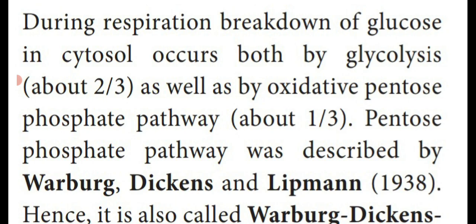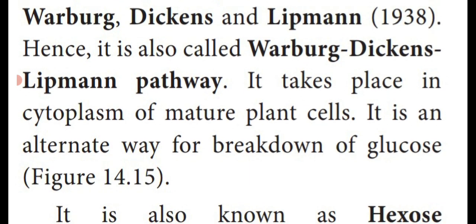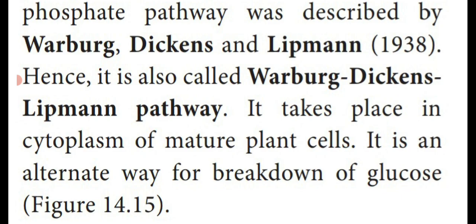Glycolysis takes place out of 2%, but this pentose phosphate pathway out of 3, it will be 1%. This pathway was first discovered by Warburg, Dickens and Lippmann. So this pathway is known as the Warburg, Dickens and Lippmann pathway. This also takes place in the cytoplasm of a mature plant cell.